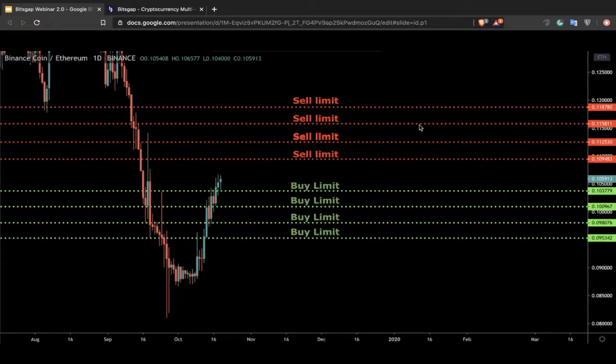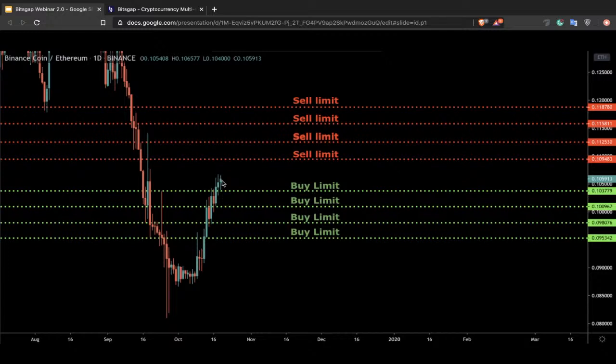For the sake of this example, we have 8 grid levels, as we call them, but you can also call them just limit orders. That's pretty much the same. But since the concept itself is called grid mechanism, we call all of these limit orders grids. So here we have 8 grid levels for sell limit orders and for buy limit orders.